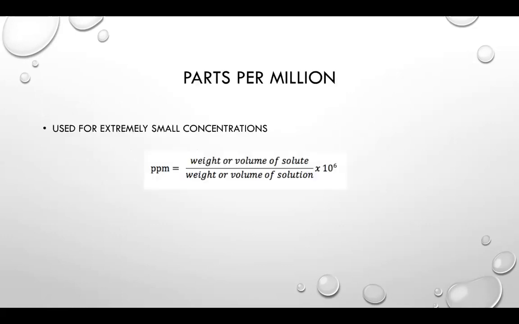Another concentration unit that we have is parts per million. You'll see this as ppm. This is used for extremely small concentrations. And so the parts per million equation is weight or volume of the solute. So for this, you can either work in grams or mils, divided by the weight or volume of the solution, and we'll multiply that by 10 to the 6.